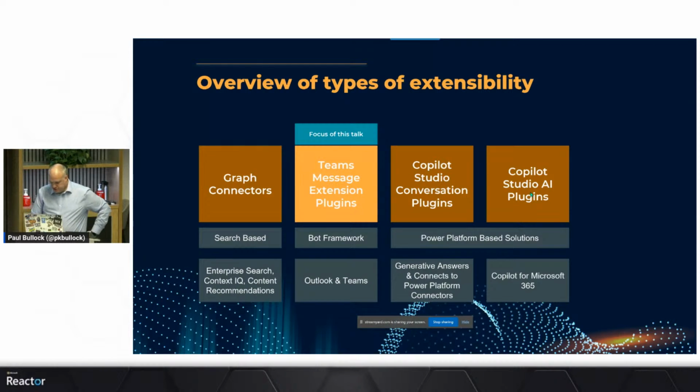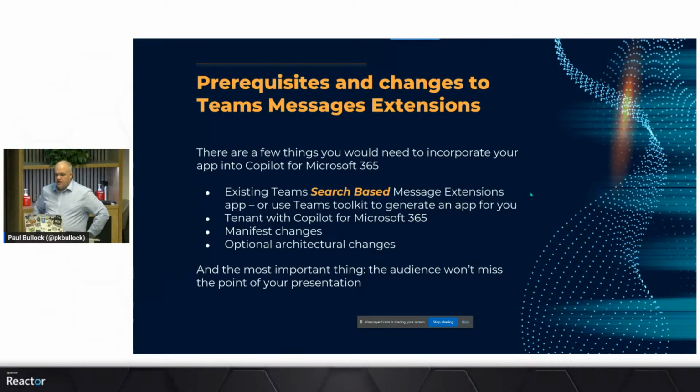I'm not going to drain this too much because we've already covered this. So what I want to talk about is Teams message extensions, and what you would need to do to bring them into Copilot. First thing is there are different types of message extensions. There are action-based and search-based message extensions. You have to use a specific type of message extension to bring them in.